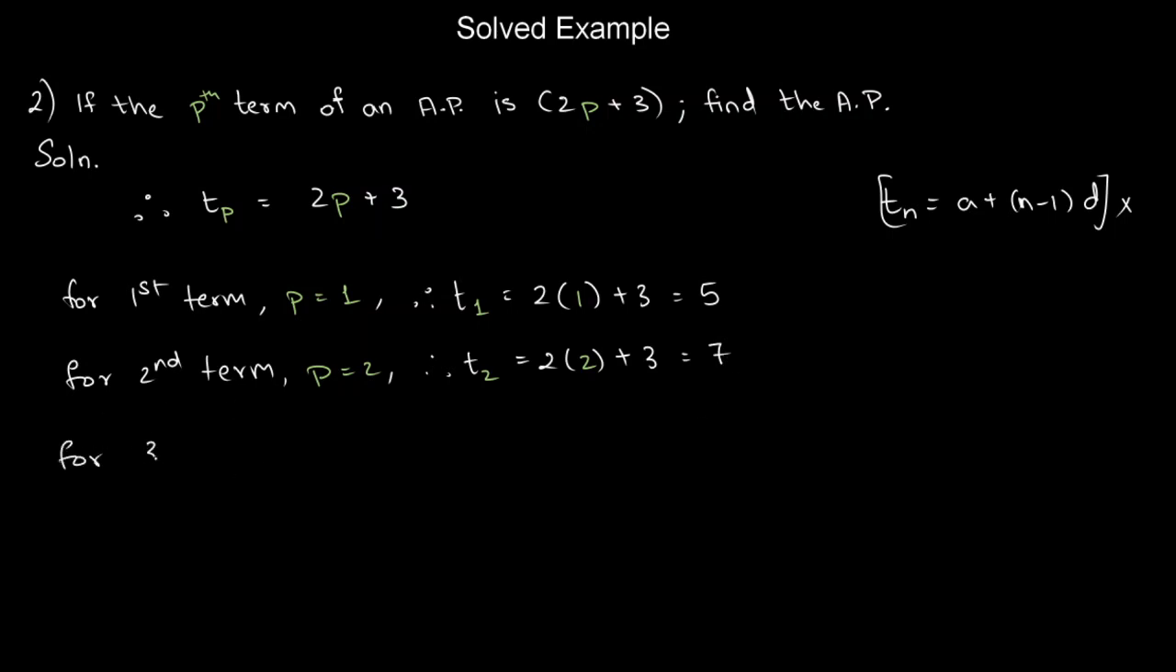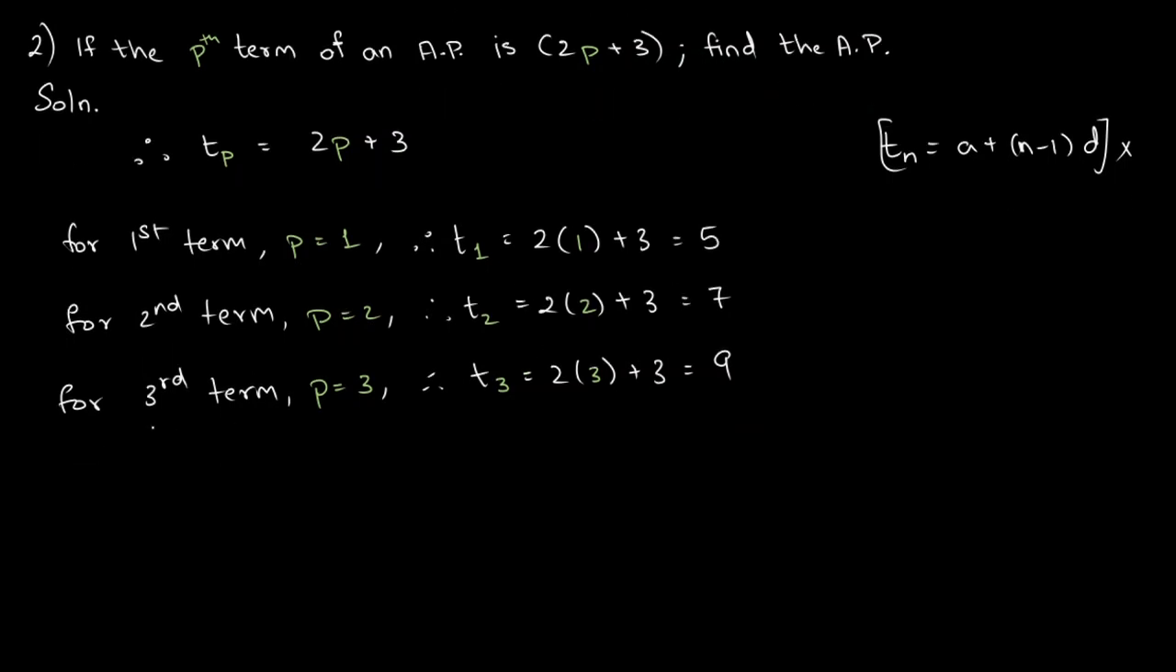Same way for the third term, I can take the value of p as 3. So T3 is equal to 2 into 3 plus 3. 2 into 3 is 6, 6 plus 3 is 9. As you can see, you can already start seeing that there's a common difference of 2 arising between these terms. So the fourth term you obviously know will be 9 plus 2, which is 11.